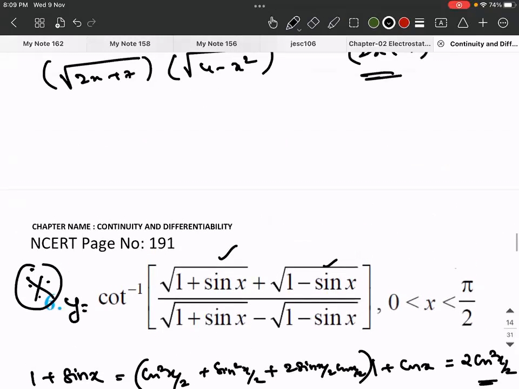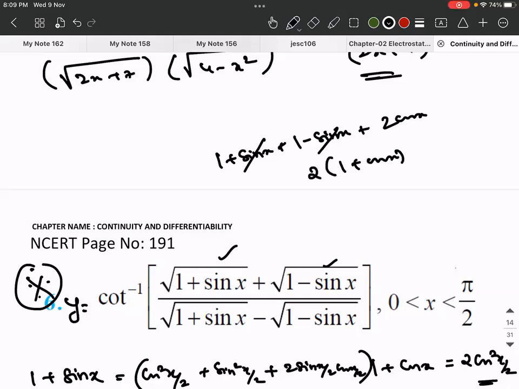Yes, sir. The numerator is 1 plus sin x plus 1 minus sin x plus the root part, which will become cos x. So sin x and sin x will go, so you'll have 2 into 1 plus cos x. This is the numerator. Yes, sir. So you will get 4 cos square x by 2 in the numerator. Am I right? Yes, sir. So in the denominator you will get 1.